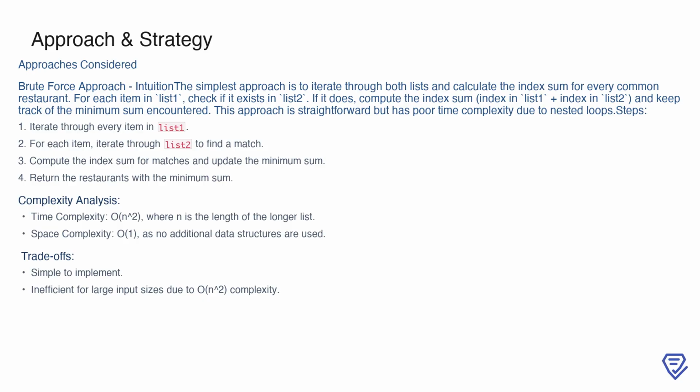This method is simple, but it requires nested loops, one to go through each item in the first list, and another to search through the second list. This results in a time complexity of n squared, where n is the length of the longer list.